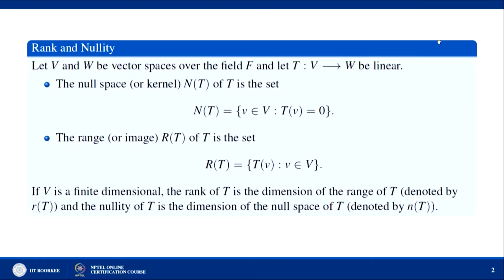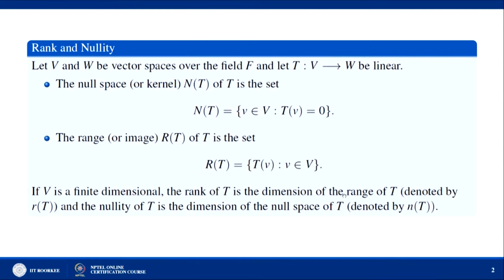Now, if V is a finite dimensional vector space, then the rank of T is the dimension of the range of T, denoted by small r(T), and the nullity of T is the dimension of the null space of T, denoted by n(T). We will later show that N(T) and R(T) are subspaces of the vector spaces V and W respectively. So they have a dimension. The dimension of the null space of T is called nullity, and the dimension of the range of T is called the rank of T.